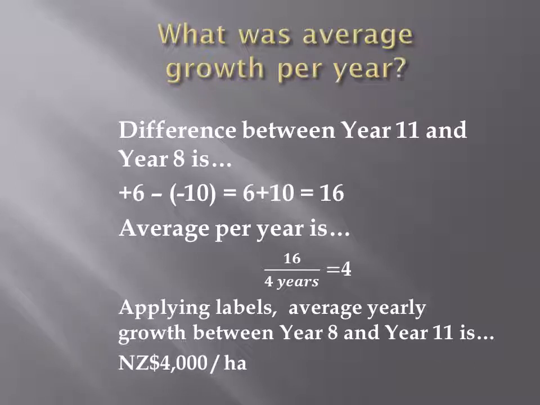We apply our labels back to our number, which doesn't really matter what our labels are, because we're using the numbers on the graph. But what our labels translate to is that the average yearly growth between year 8 and year 11 is New Zealand dollars 4,000, or 4,000 New Zealand dollars per hectare.